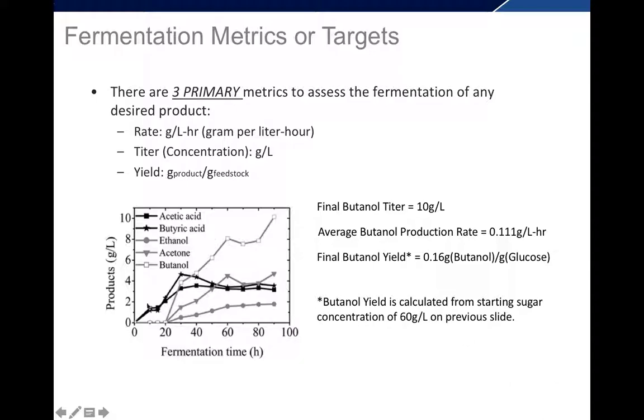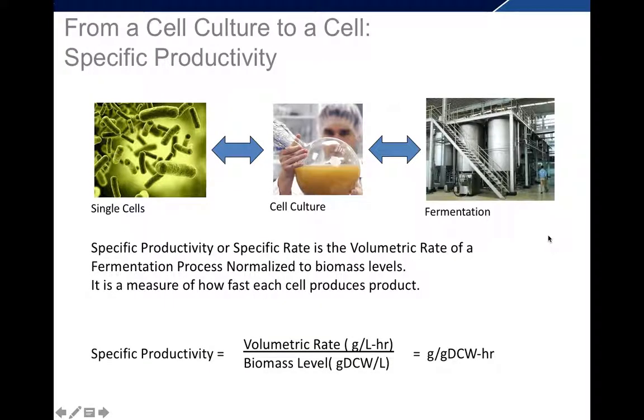So for our ABE fermentation example, we have a final titer of 10 grams per liter in 90 hours, which gives us an average production rate of 0.11 gram per liter per hour. But we can then go from these volumetric rates that would happen in a cell culture or a fermentation down to what's happening at the per cell level. And that's the concept of specific productivity or specific rate.